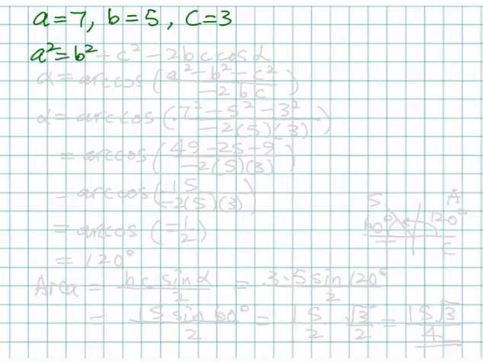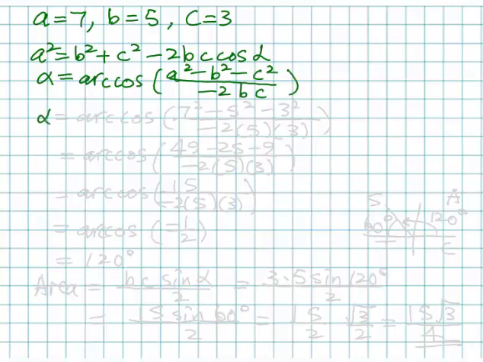A squared equals B squared plus C squared minus 2BC cosine of alpha. We solve for alpha by subtracting B squared and C squared from both sides, and then divide both sides by negative 2BC, and then take arc cosine on both sides. So alpha becomes arc cosine of A squared minus B squared minus C squared divided by negative 2BC.